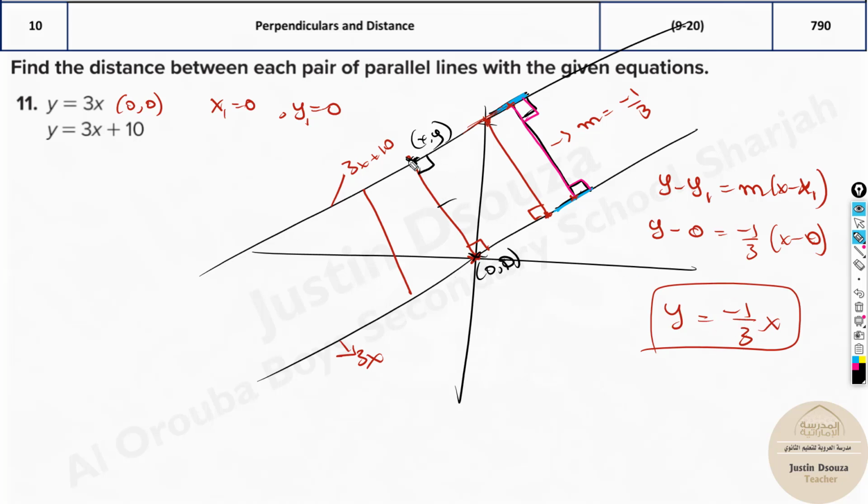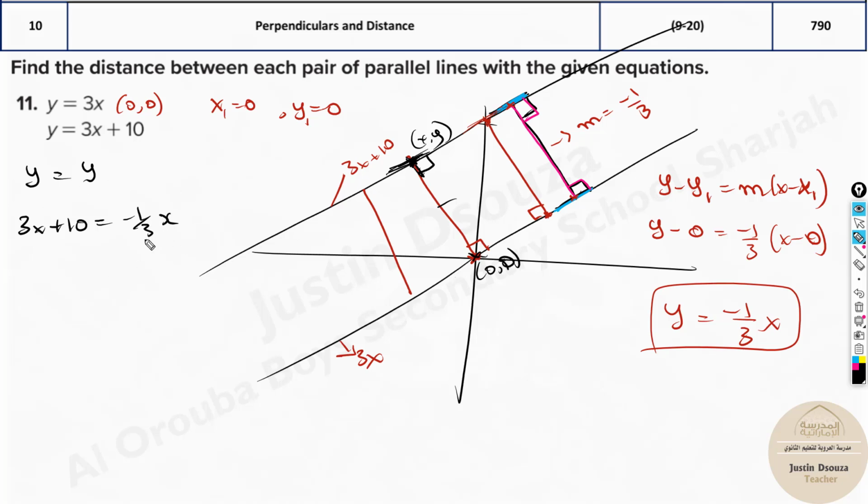Look, I have the equation of the perpendicular line, right? It's over here. I know the equation of this particular parallel line, right? It's over here. So in order to find the point of intersection, I know this parallel line and I know this perpendicular line. So all I do is equate both equations, in the sense, this y, I equate with this y. When I equate, it becomes 3x plus 10 is equal to negative 1/3 x, right?